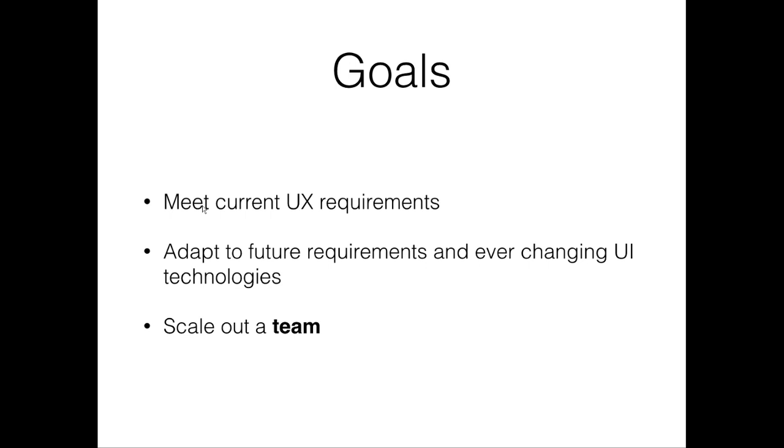So the goals of interface architecture. I mean, first and foremost, we need to meet current UX requirements. So that's number one, is hitting the tactical targets that the business has on an enterprise project. But we also need to make sure that we're adaptable to future requirements and ever-changing UI technologies. Also, and this is really important, like I mentioned, the technical decisions that we make in enterprise development impact our ability to scale out a team. So we want to keep that in mind throughout our analysis and our planning and our development.